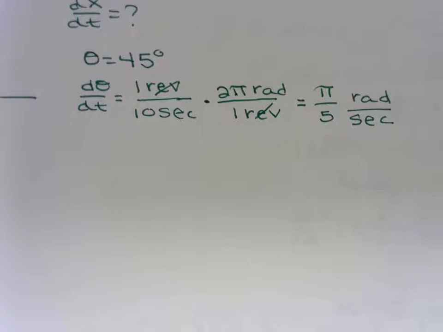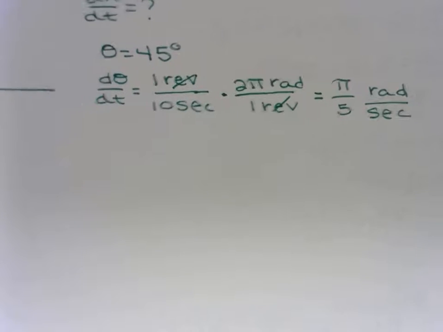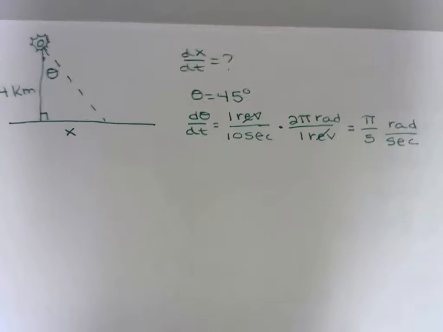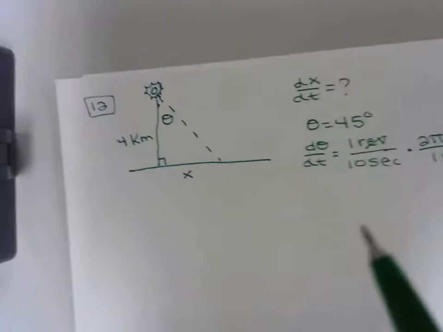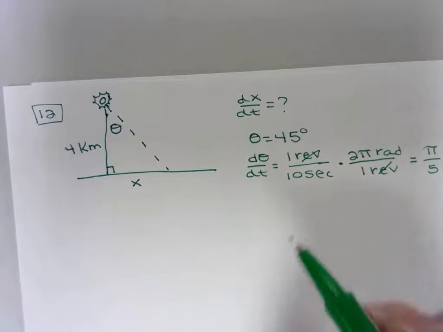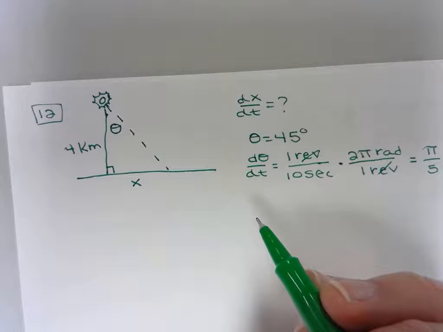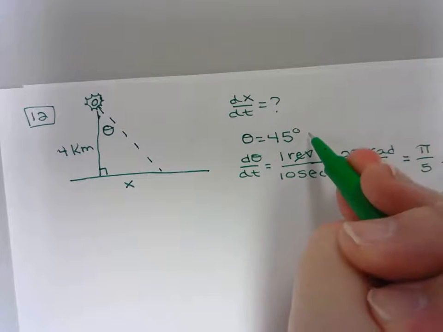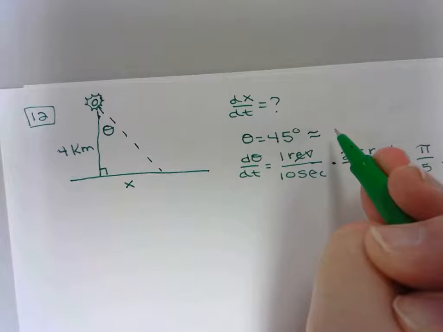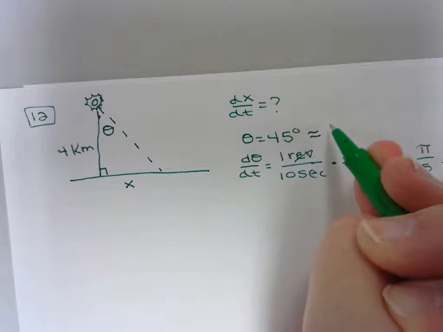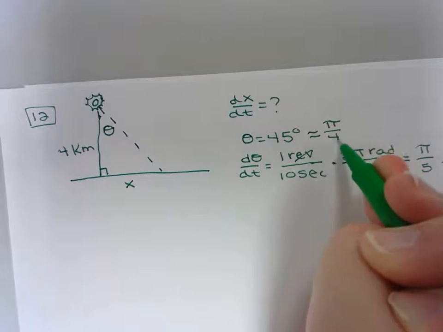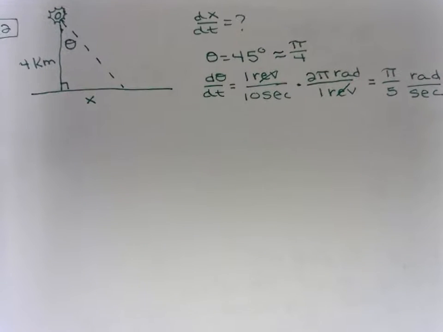Now, as I look at my picture, I want to get a formula that relates everything I'm given. I'm given theta, the angle is 45 degrees. I think I want that in radians. Okay, 45 degrees in radians is pi over 4. Is that right? I think so. Okay, we'll look at that in a second.